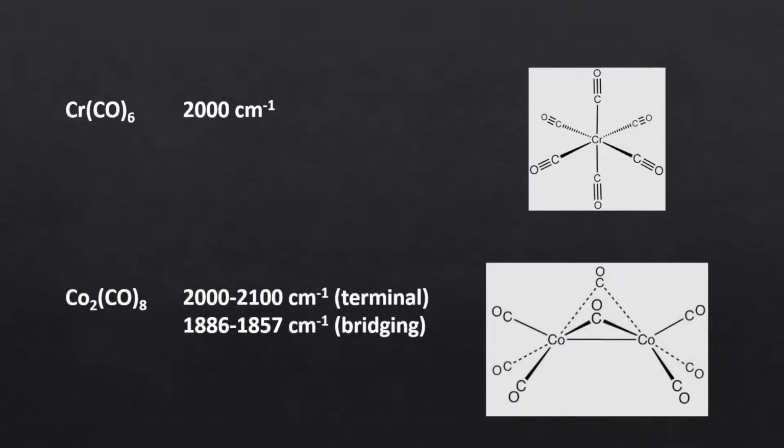Consider the example of hexacarbonyl chromium complex. The complex shows a single band centered at 2000 cm inverse in its FTIR spectrum. Based on the value of this peak, we can say that the band corresponds to a terminal carbonyl. Now consider the example of dicobalt decacarbonyl. This complex shows two bands, one at a higher frequency which corresponds to a terminal carbonyl and one at lower frequency which corresponds to a bridging carbonyl.